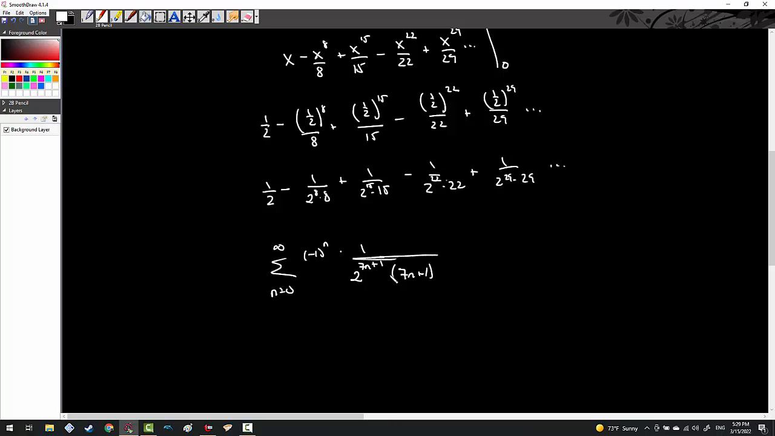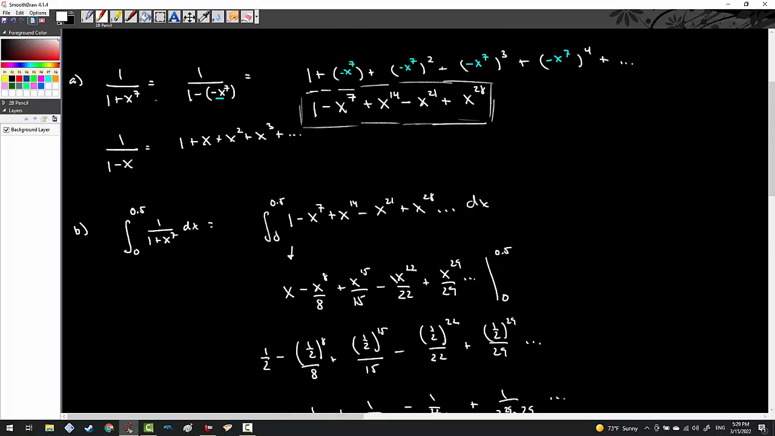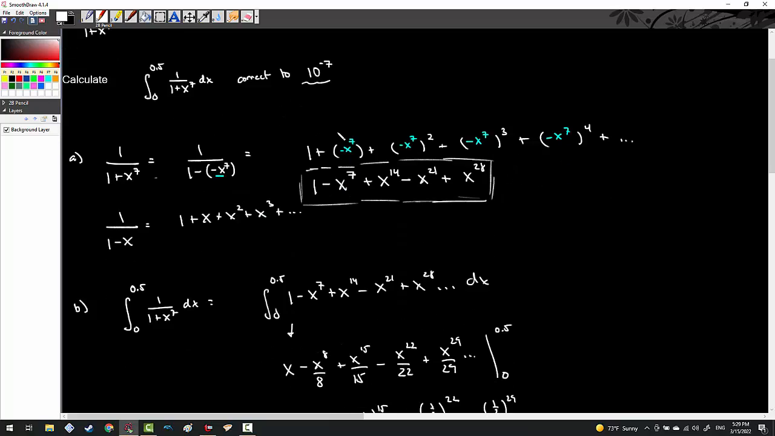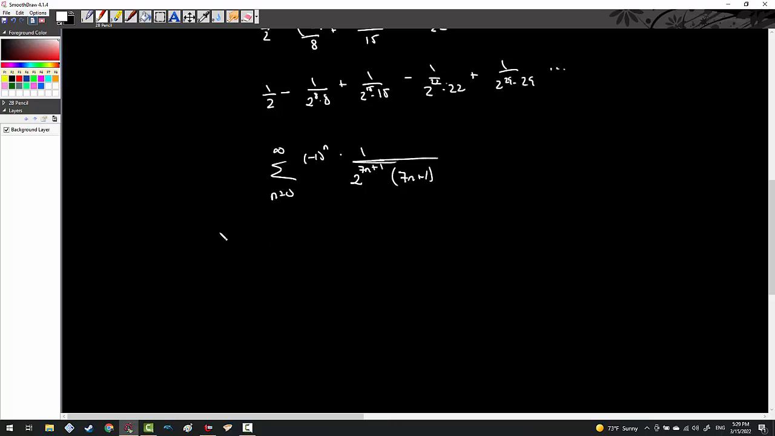So why is this helpful? Well, remember, they're asking me to calculate this integral correct to 10 to the negative 7. So what they want from me is an error of less than 10 to the negative 7th power. Now, if you're wondering why I left such a huge gap there, it's because I did it on purpose. Remember, the actual error is always less than my error-bound term. Remember, that's that maximum wrongness term that I have, right?